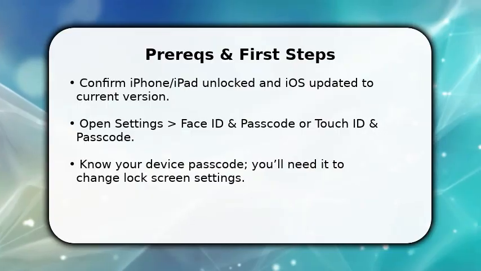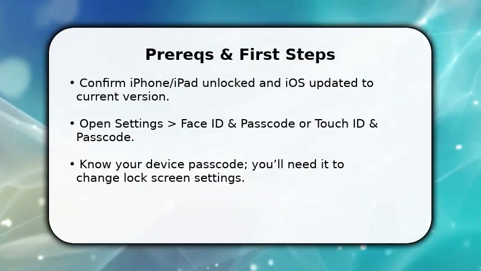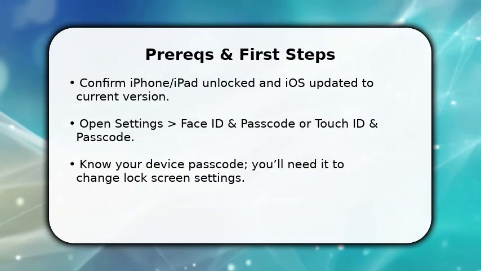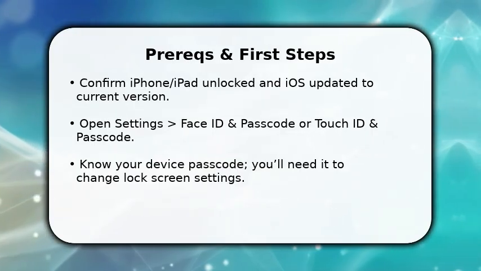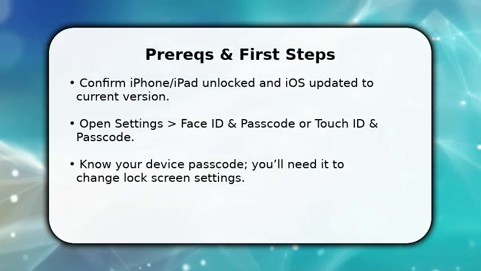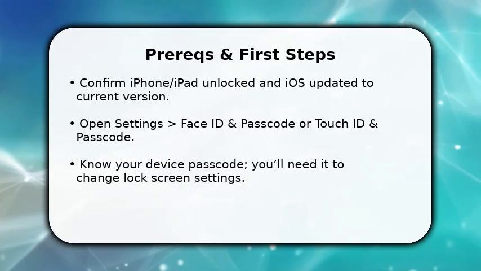You'll start by opening Settings and going straight to Face ID and Passcode or Touch ID and Passcode. This is where lock screen controls live. Enter your device passcode when prompted so changes can be saved.